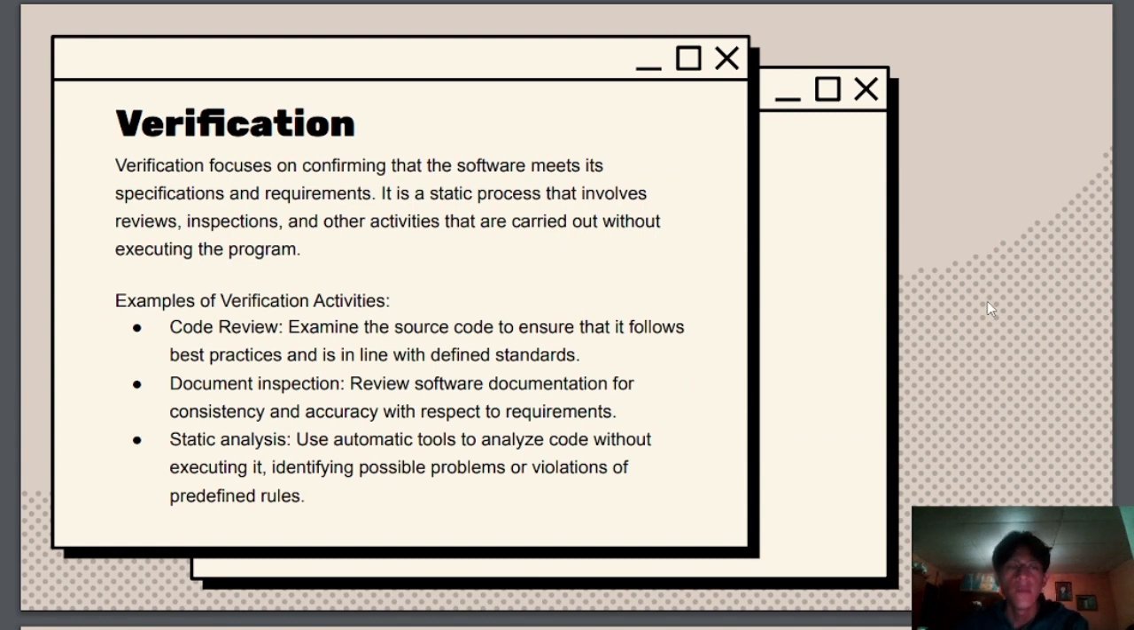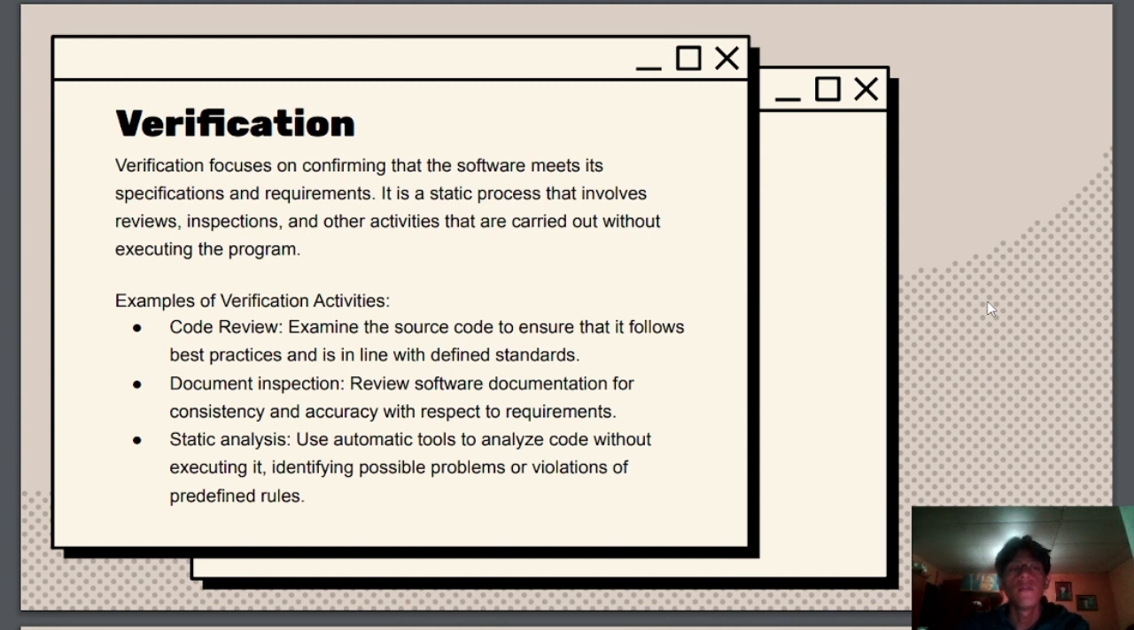Verification. Verification focuses on confirming that the software meets its specification and requirements. It is a static process that involves reviews, inspections, and other activities that are carried out without executing the program.